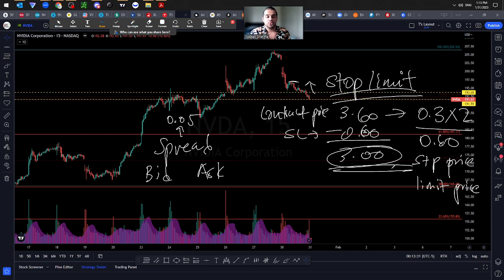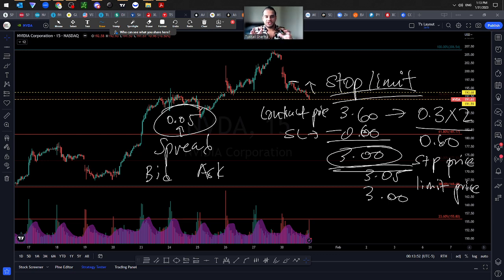Okay? So what becomes the limit price? The limit price is the absolute bottom, right? The lowest price you want to get. That becomes $3. Okay? The stop price is the price above it. Remember, it has to trigger the stop price first, then it converts it into a limit order. So that should be 305 because the spread is 5 cents.